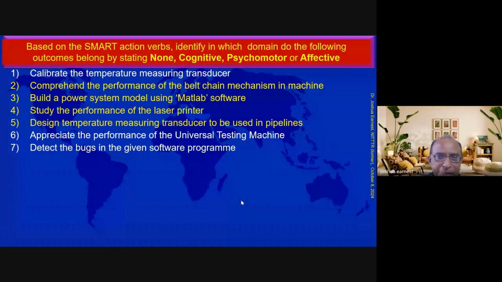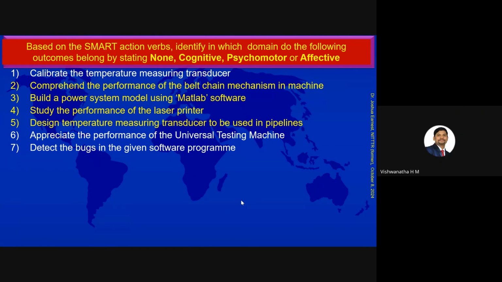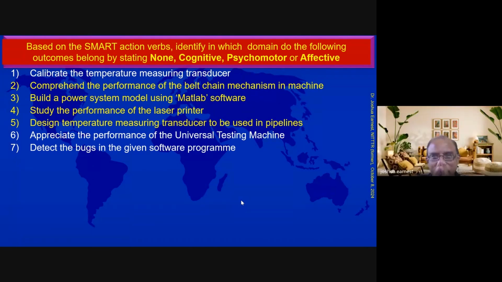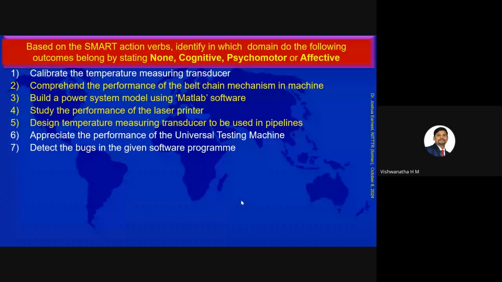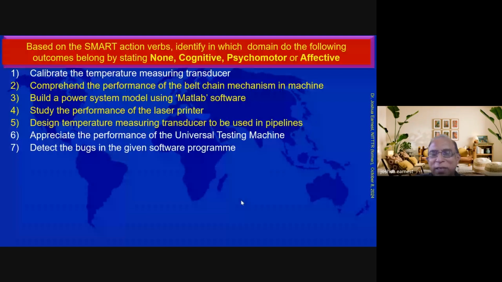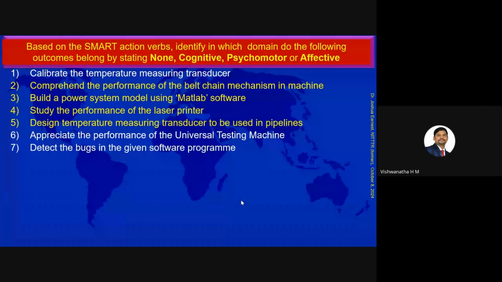Now, detect the bugs in the given software program. Psychomotor. Who said psychomotor? Dr. Vishwanath from Manipal. Okay, student, you're good.